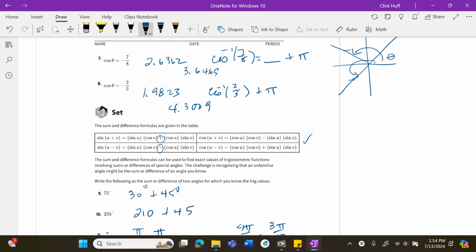But on cosine, if it's a plus here, it's a minus. So the cosine and sine kind of work in opposite fashions here. And then in the actual binomials within the formulas, the sine formulas integrate the two functions together: you get sine, cosine, sine, whereas in the cosine formulas, it doubles up: cosine, cosine, sine, sine. So you may want to think about that from a memory aid standpoint.